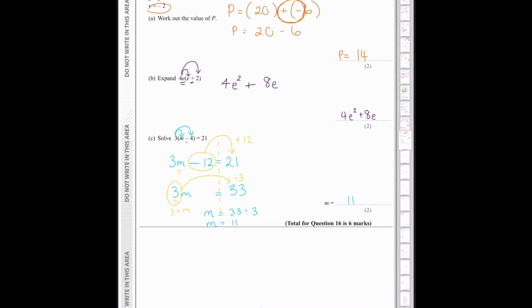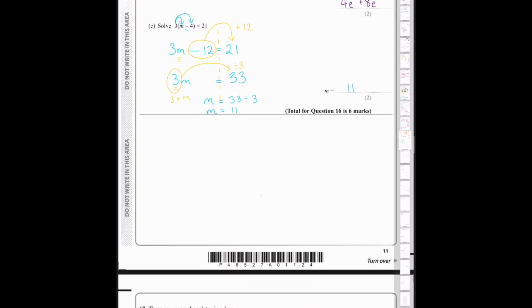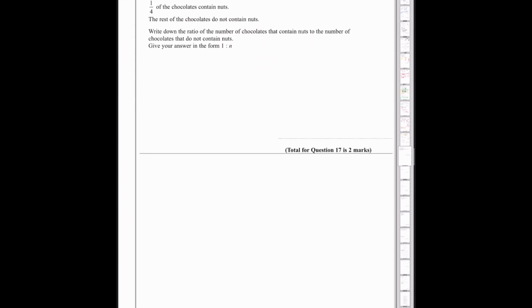All right, I hope that makes sense then. So let's move on to the next question. This one says that there are some chocolates in a box. A quarter of the chocolates contain nuts. The rest of the chocolates do not contain nuts. Write down the ratio of the number of chocolates that contain nuts to the number of chocolates that do not contain nuts. Give your answer in the form 1 to n.